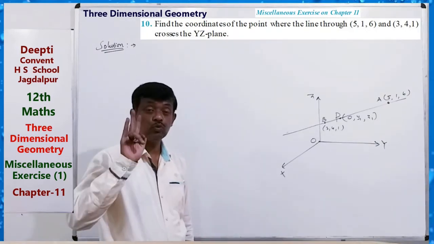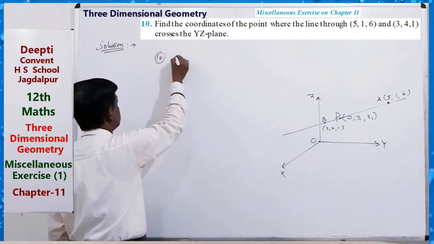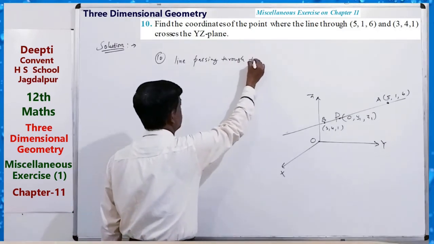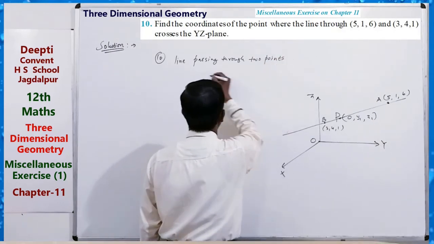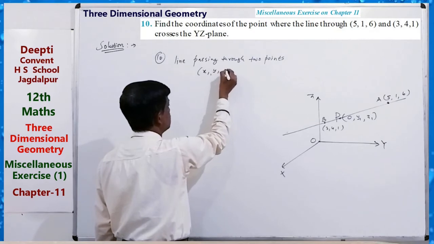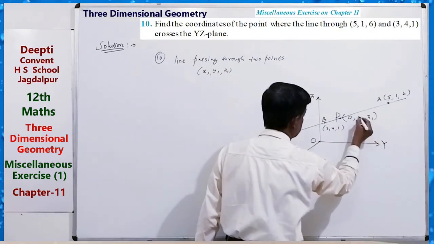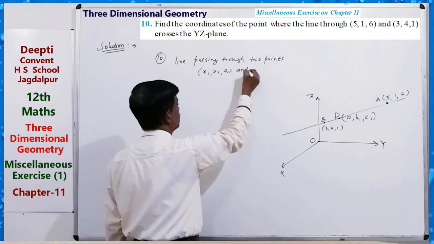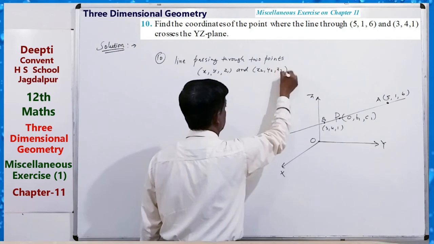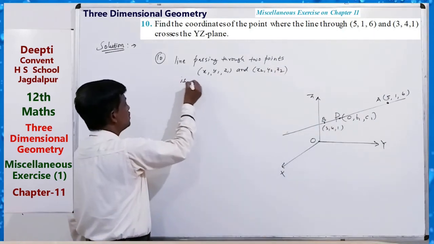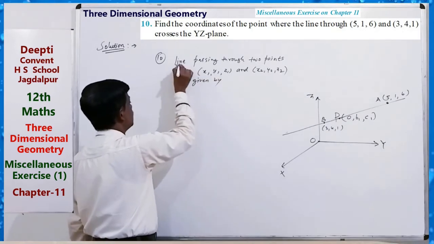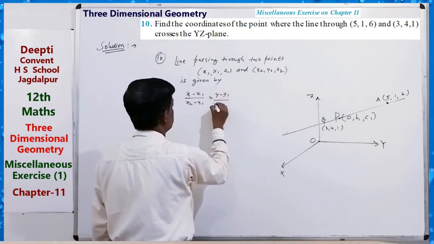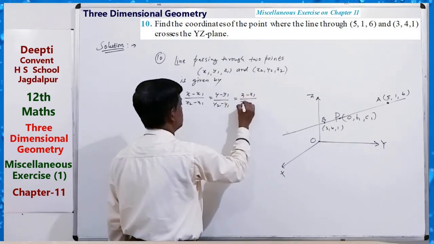So how can we find the point? A line passing through 2 points x1, y1, z1 and x2, y2, z2 is given by: x minus x1 upon x2 minus x1, equals y minus y1 upon y2 minus y1, equals z minus z1 upon z2 minus z1.